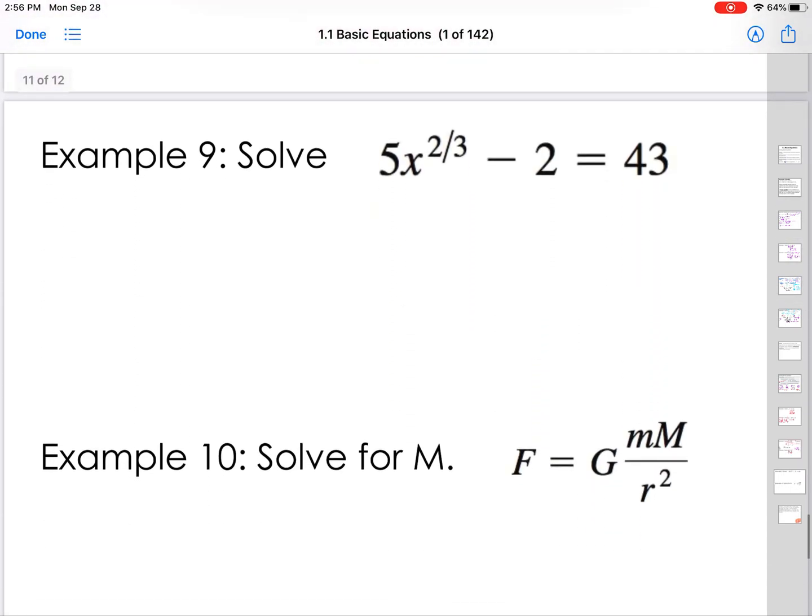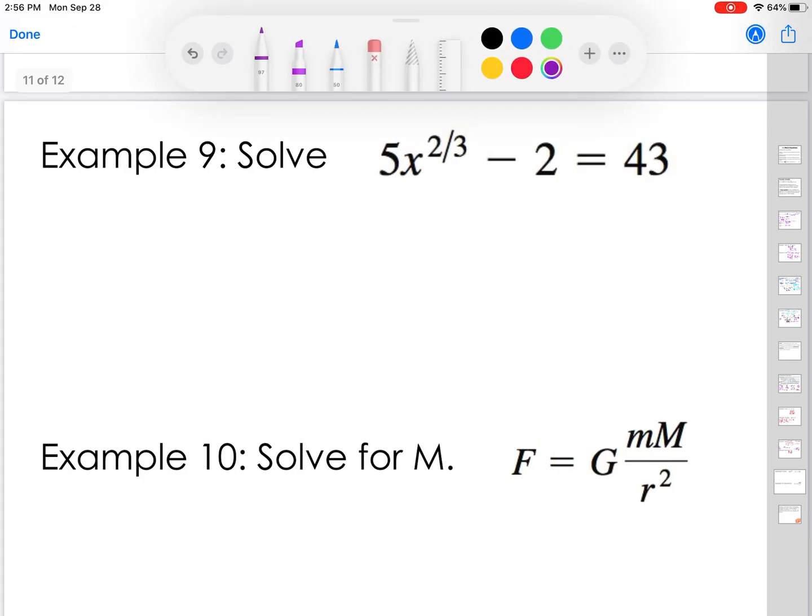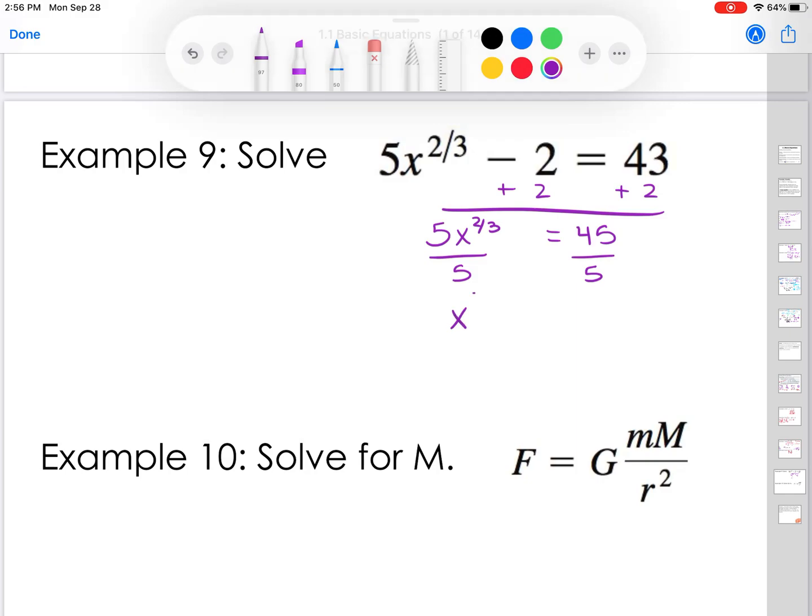All right, number 9. Same kind of concept here. It's just going to be a little bit uglier. We're going to add 2 to both sides first. So I have 5x to the 2/3 is equal to 45. We'll divide by 5. We want to make sure that power is all by itself. So x to the 2/3 is going to equal 45 divided by 5, which is 9.